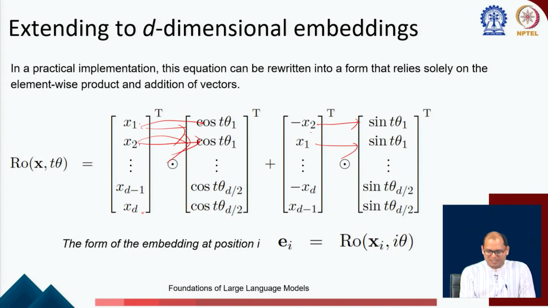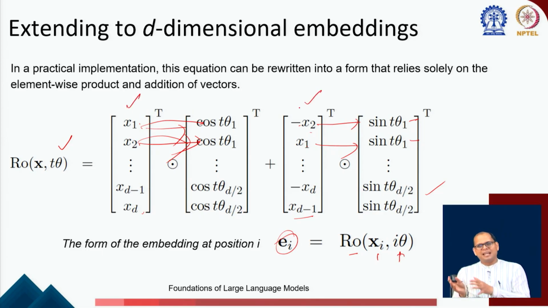So, x1, x2 up to xt, but here you make certain changes: minus x2, x1, minus x4, x3, minus xt, xt minus 1, and this you multiply by sin t theta 1, sin t theta 1, sin t theta 2, sin t theta 2 and so on. So, this becomes an easier way of implementation. For any ith position you will simply rotate by i theta. You put the particular i for the ith position, and you get your final embedding output for any i and the d dimension embedding. So, that is how the rotary positional embeddings, the RoPE, work.